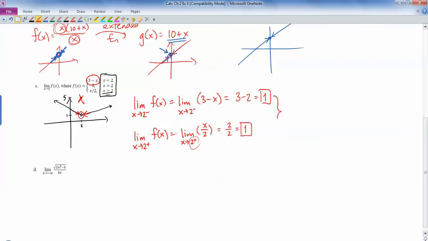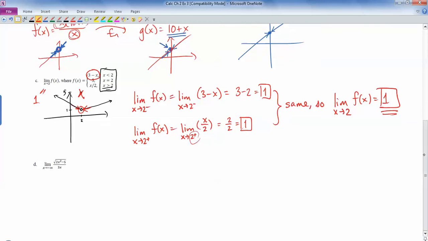And since these are exactly the same, the overall limit as x goes to 2, when I don't put the sign there, that means plus and minus, of f of x, is going to equal 1. So this whole thing that we have here equals 1.